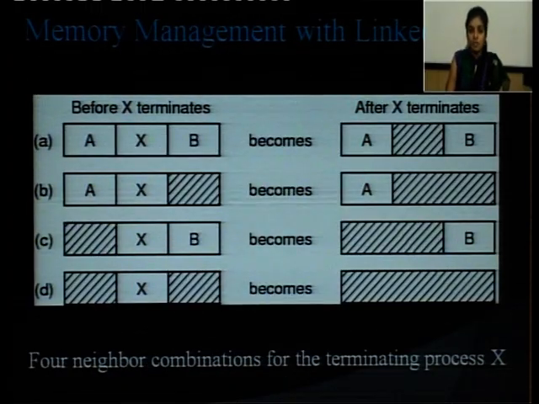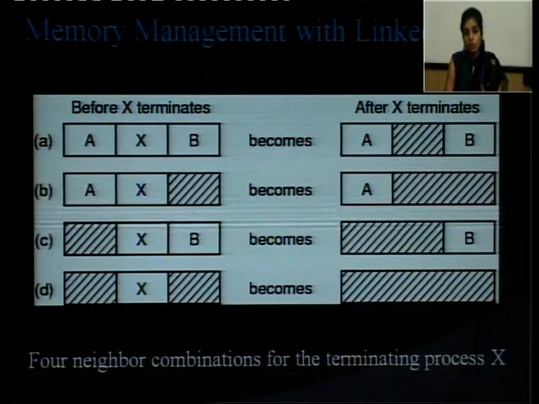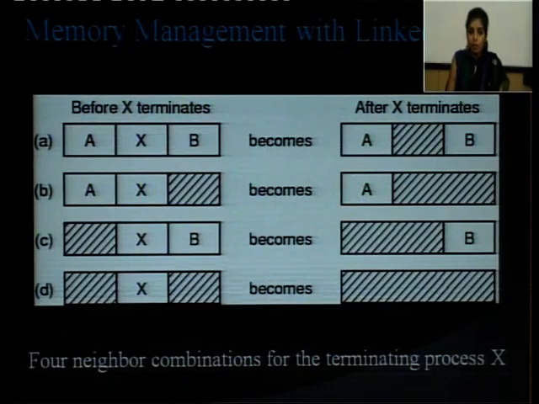So, memory management with linked list. Linked list actually means linking. There are a number of nodes, and one node points to another node by linking with each other. How are they going to link? The first node will have the address of the second node. Four neighboring combinations for the termination of process X.